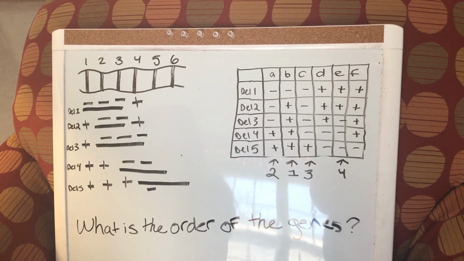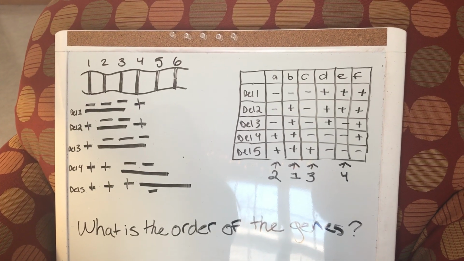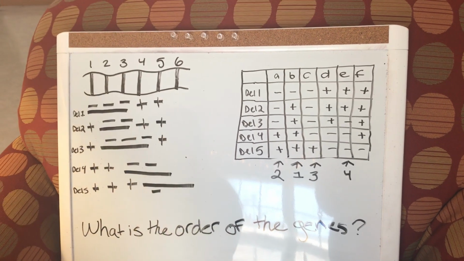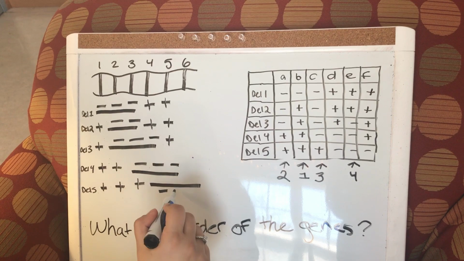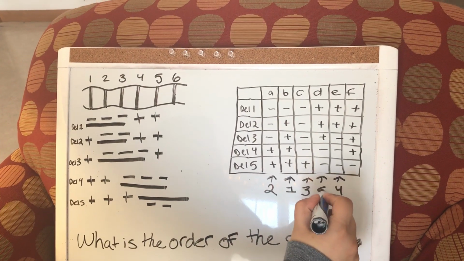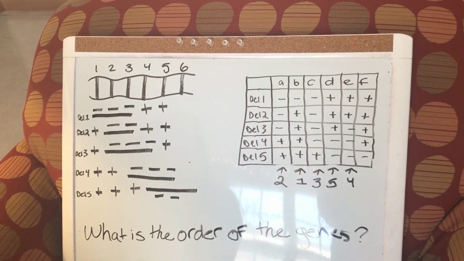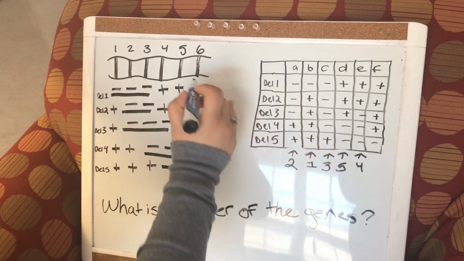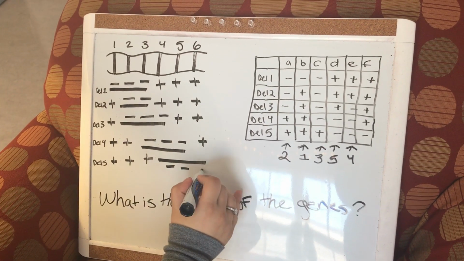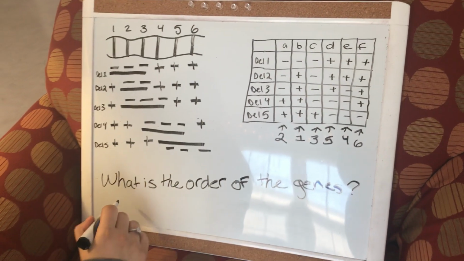In band 5, we can see that there are no markings in deletions 1 through 3, so those will all be represented by plus signs. And in deletions 4 and 5, there are markings, so those will be minuses. And that will correspond to letter D in the chart. And on band 6, we can see that in deletions 1 through 4, there are no markings, so that will all be represented by plus signs. And in deletion 5, there is a marking, so that will be a minus sign, and that will correspond to letter F in the chart.